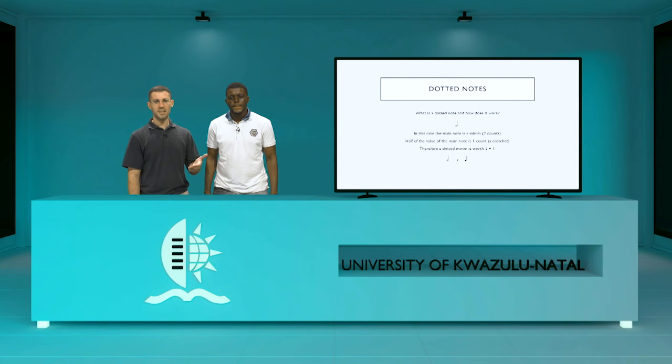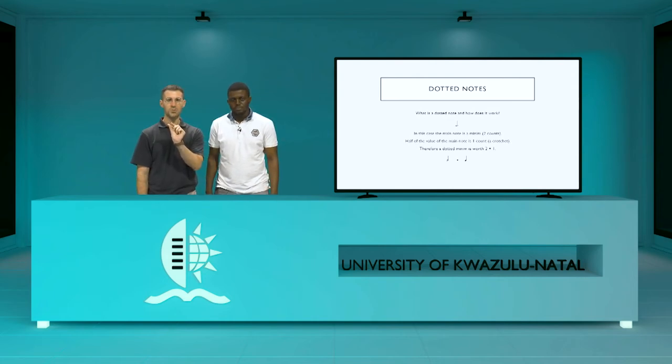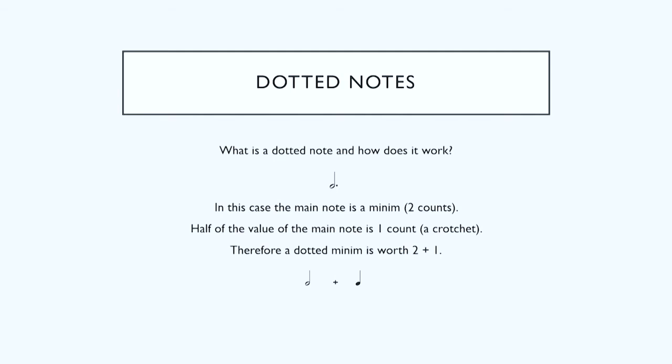Now, in the last lesson, we learnt about a 3-count note, which is called a dotted minim. It has a tiny little dot to the right-hand side. Now, 3-count notes are not the only notes which can get a dot. Any note from a semibreve all the way down to a semi-quaver can also have a dot next to it.